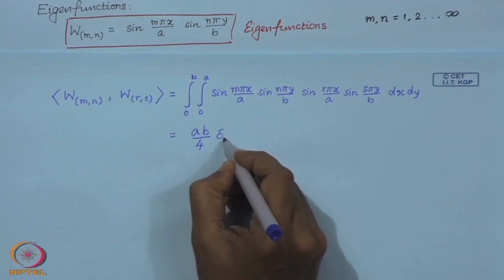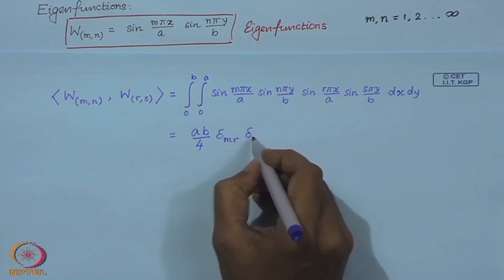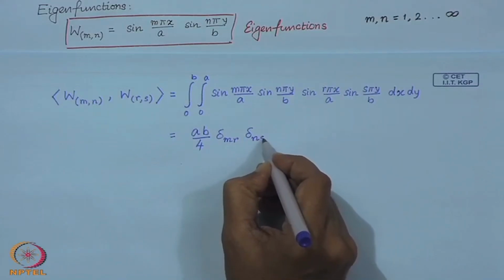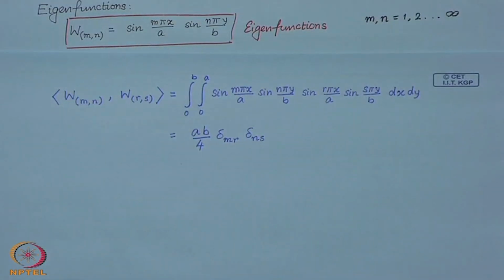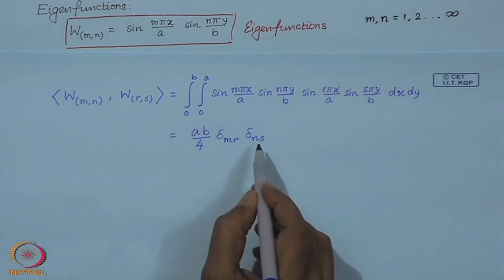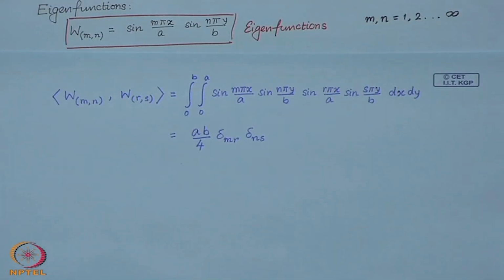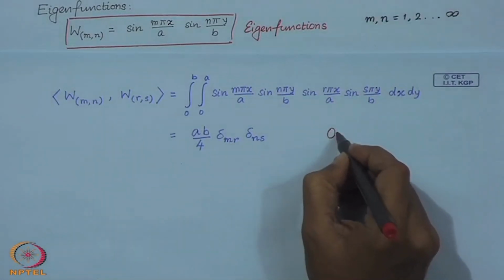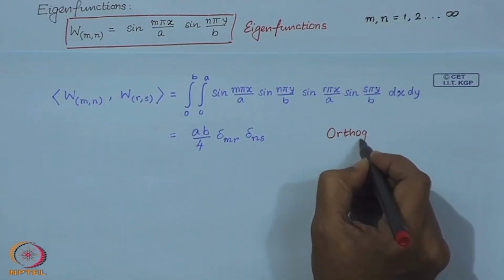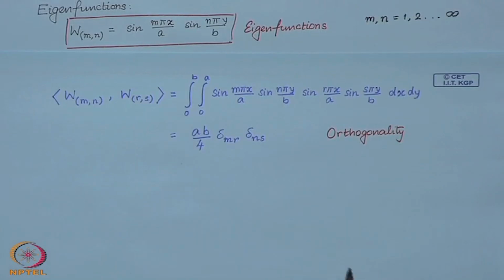but then that happens when m is equal to r and n is equal to s. So, these are Kronecker delta functions. So, this takes a value 1 only when m equals r, and similarly this takes a value 1 when n equals s, otherwise they are 0. So, this is the orthogonality property of the eigenfunctions.